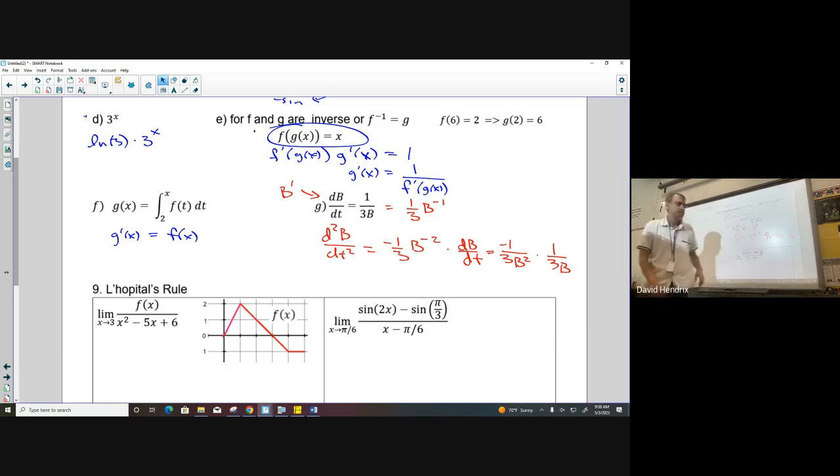Could you simplify the last part to be negative 1 over 3b cubed? 9b cubed. Oh, yeah. Yeah, that's right.